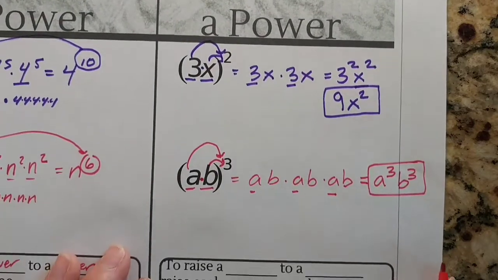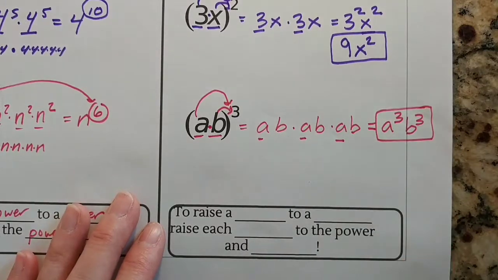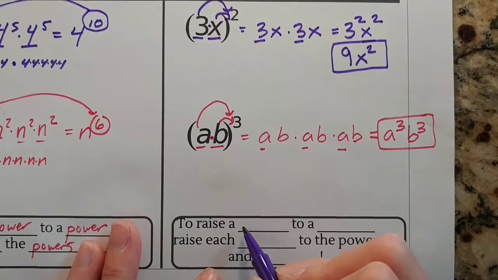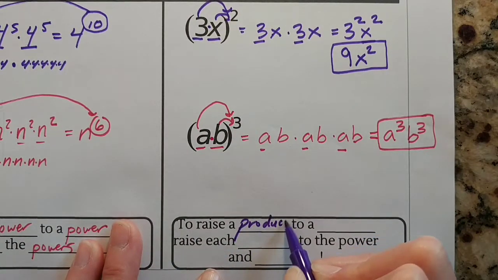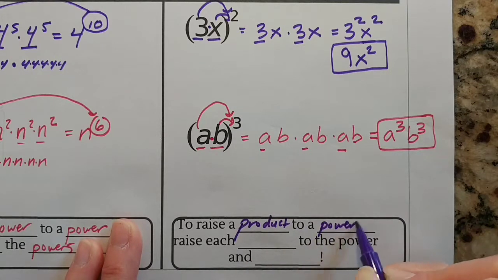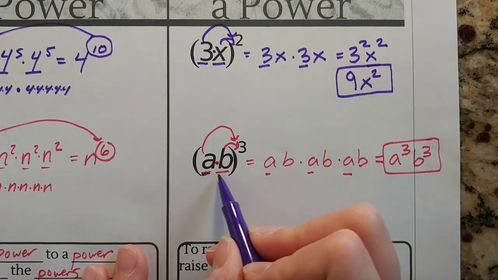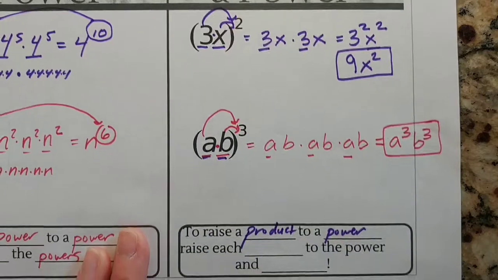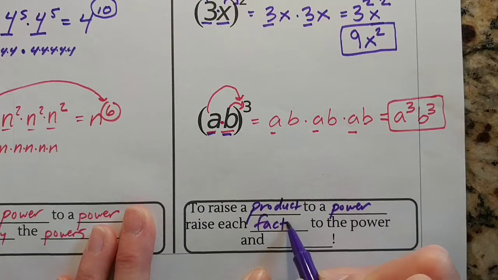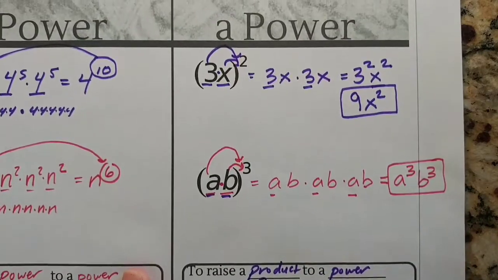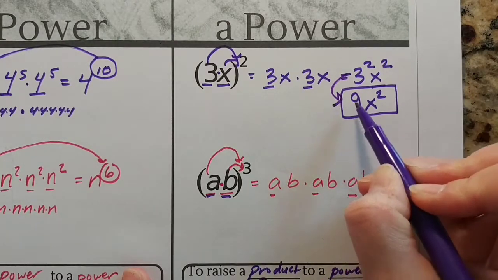Let's take a look and see how we can write this rule. To raise a product to a power. Well, what did we do? We had to raise each factor up to that power, didn't we? Raise each factor to the power, and in some cases, like this one right here, we had to simplify.